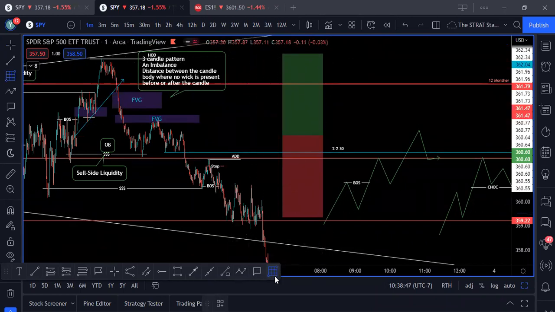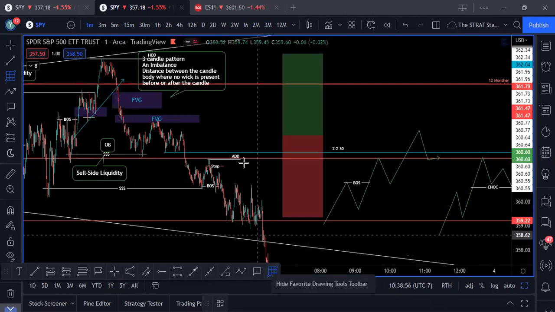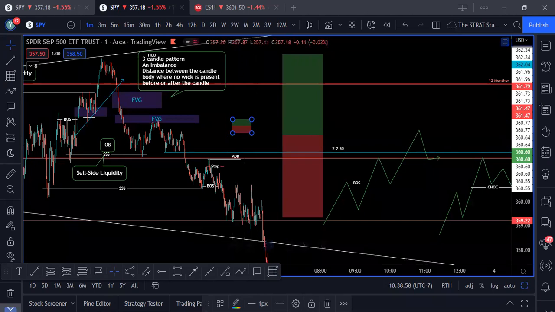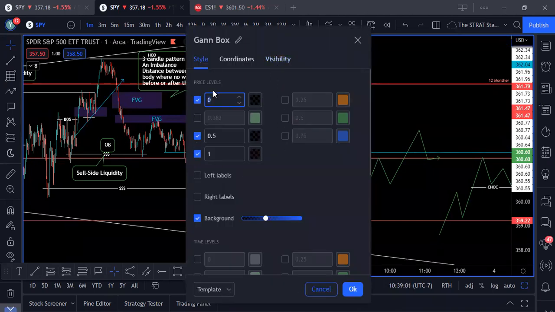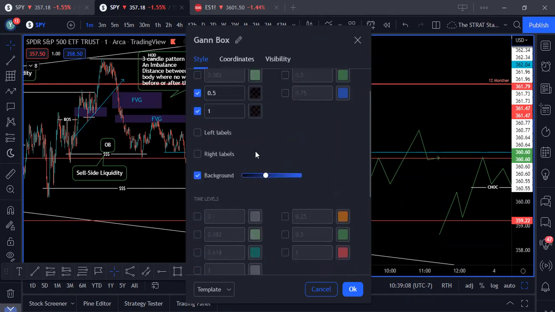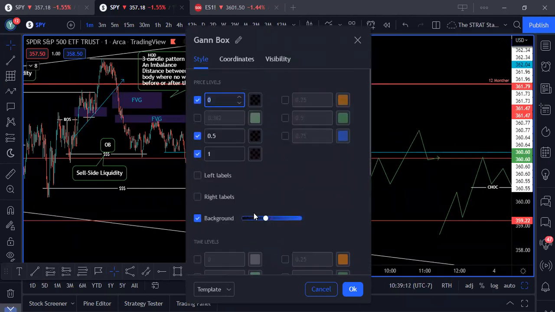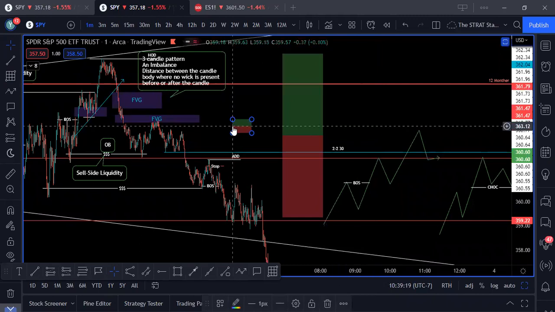And then here are the settings for the box if you guys need them. Let me see, I can open the settings on it. There we go. So boom, 0.51. And then my background is that, and then use one color. And then I think I have my colors, yeah, red and green. Boom.